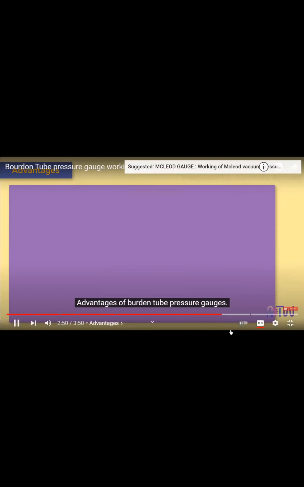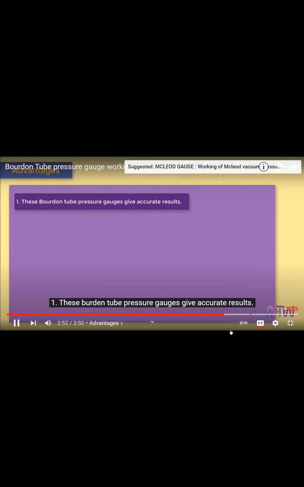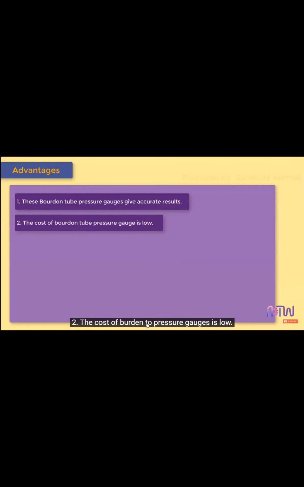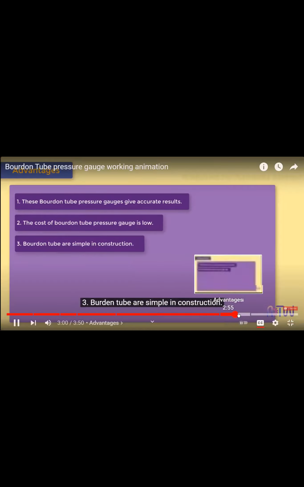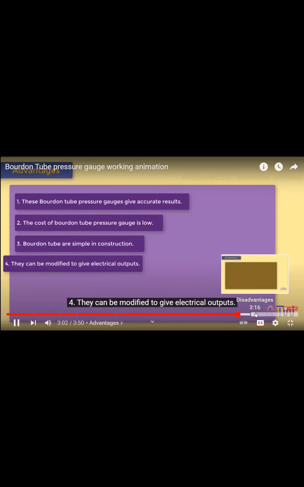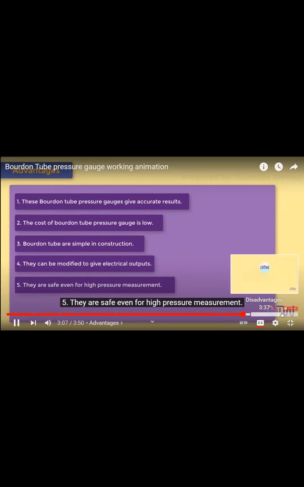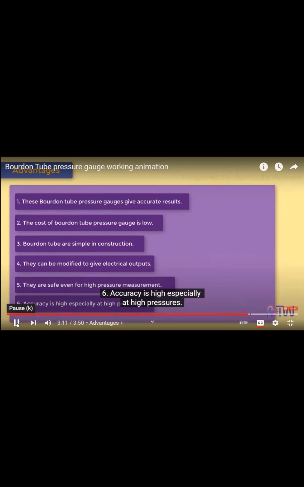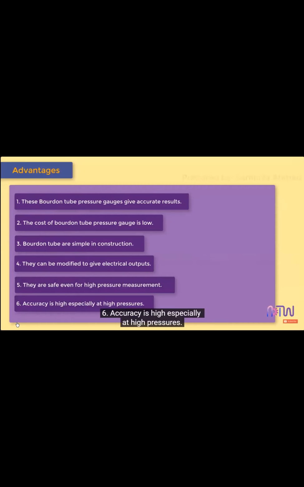Advantages of Bourdon tube pressure gauges. 1. These Bourdon tube pressure gauges give accurate results. 2. The cost of Bourdon tube pressure gauges is low. 3. Bourdon tubes are simple in construction. 4. They can be modified to give electrical outputs. 5. They are safe even for high pressure measurement. 6. Accuracy is high, especially at high pressures.